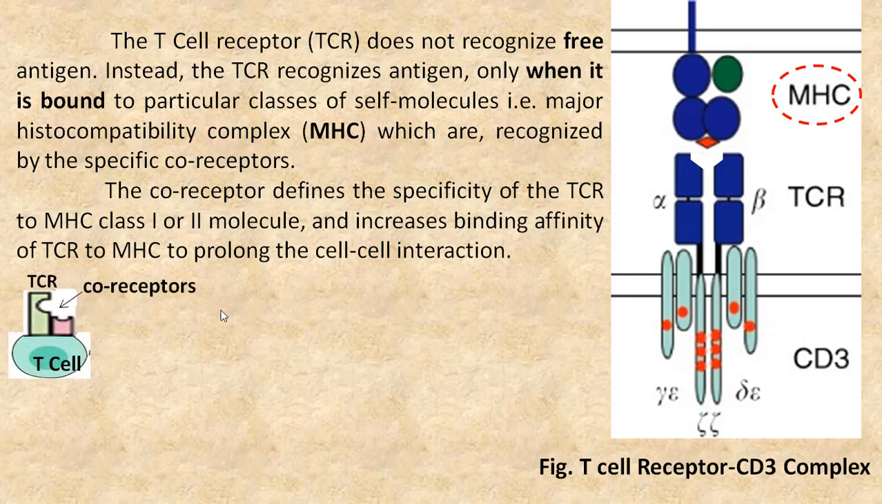The coreceptors define the specificity of T cell receptor to major histocompatibility complex class 1 or 2 molecules and increase binding affinity of T cell receptor to major histocompatibility complex to propagate cell to cell interaction.